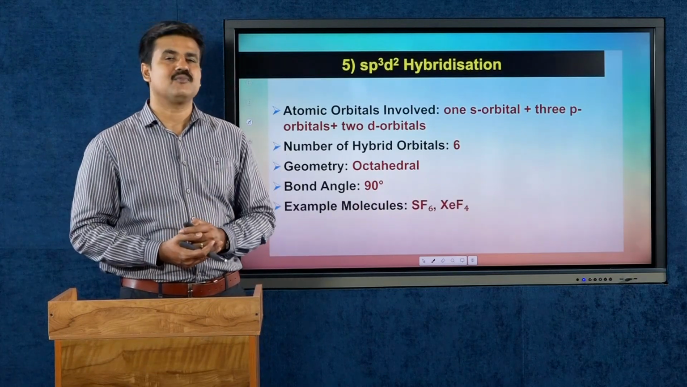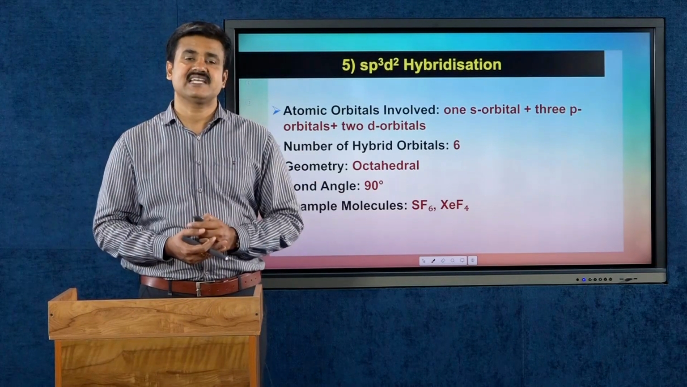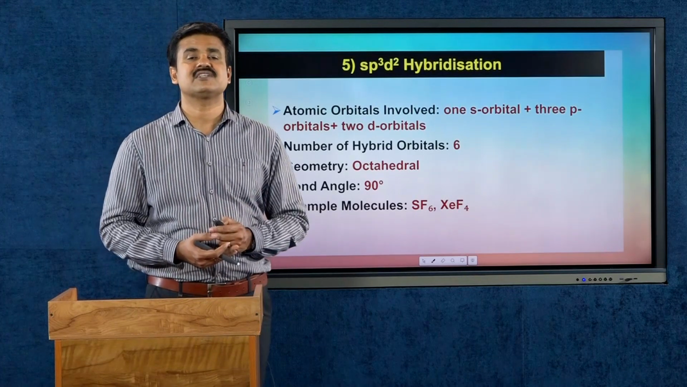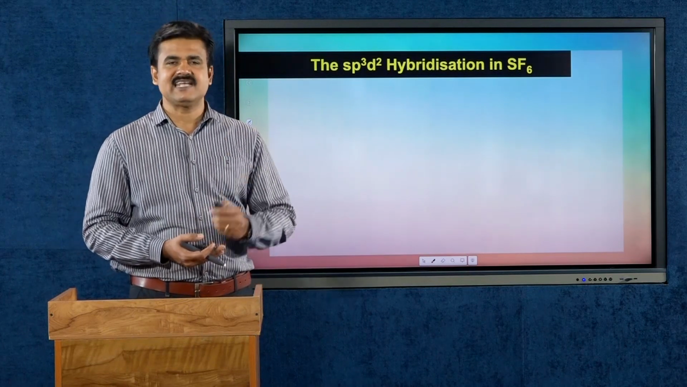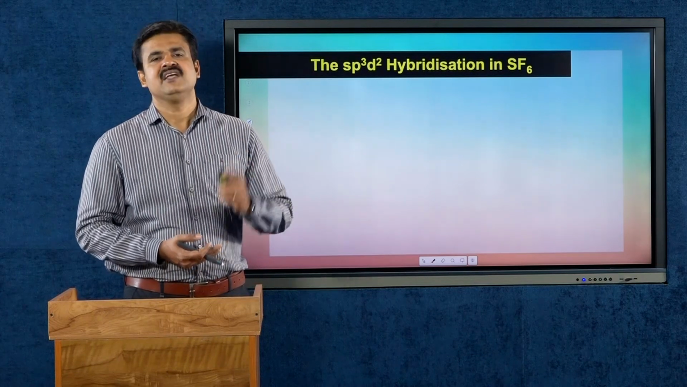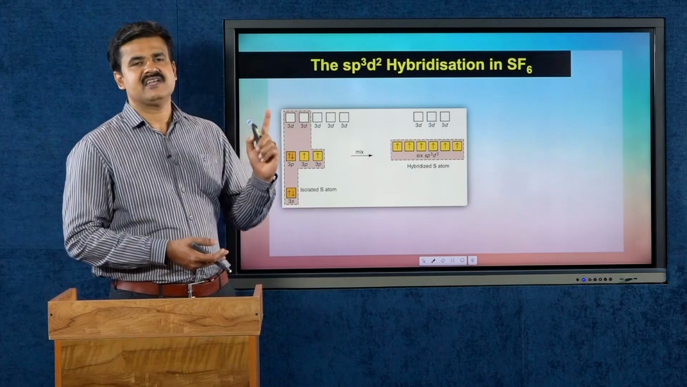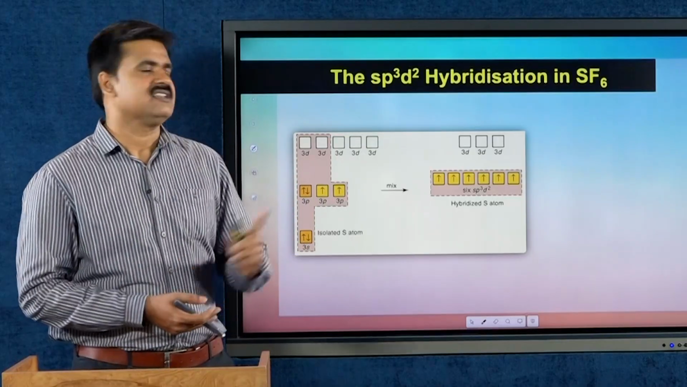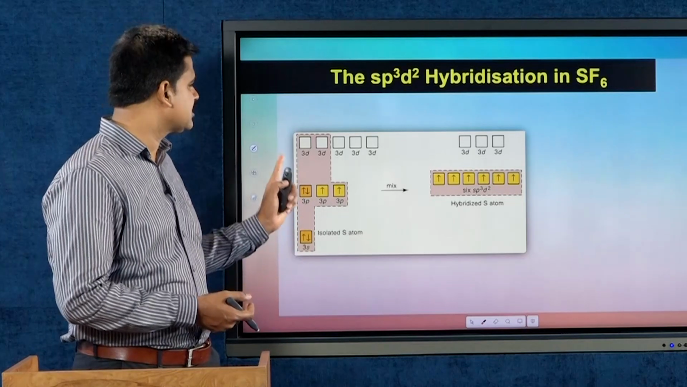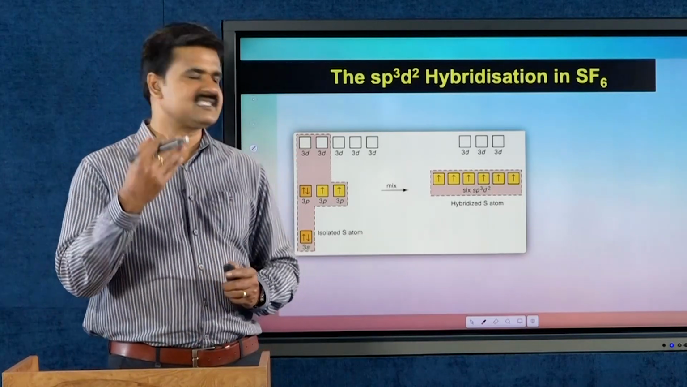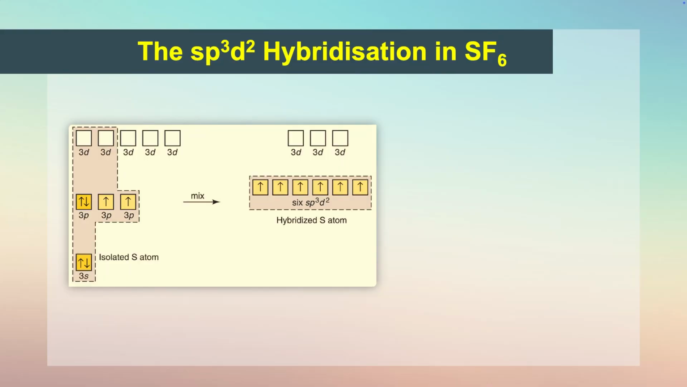There are many examples of molecules showing sp3d2 hybridization. The popular examples involve SF6, that is sulfur hexafluoride, and XeF4, that is nothing but xenon tetrafluoride. Now we can illustrate the sp3d2 hybridization by taking the SF6 molecule as an example. In the SF6 molecule, the central atom sulfur exhibits sp3d2 hybridization, and that is shown here. The central atom sulfur has an electronic configuration in its isolated state of 3s2, 3p4, 3d0, and during the mixing up of 1 s orbital, 3 p orbitals and 2 d orbitals, we will get 6 sp3d2 hybrid orbitals.